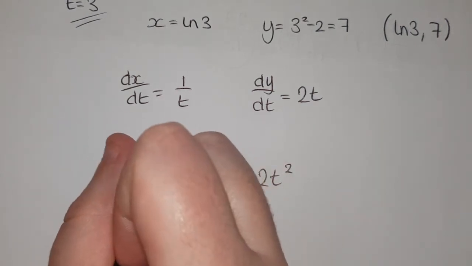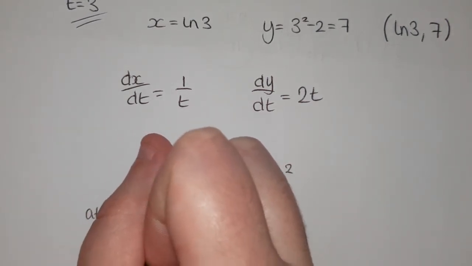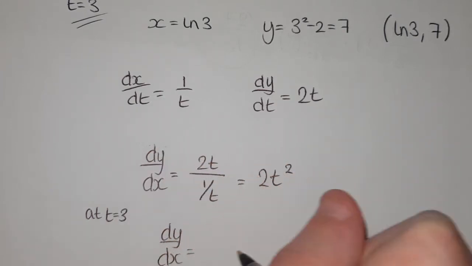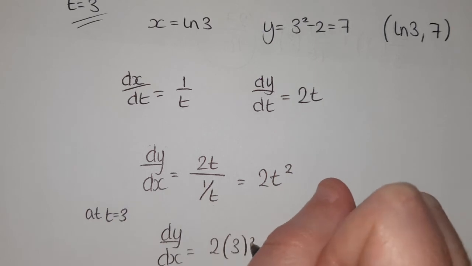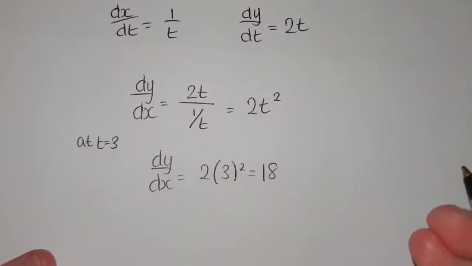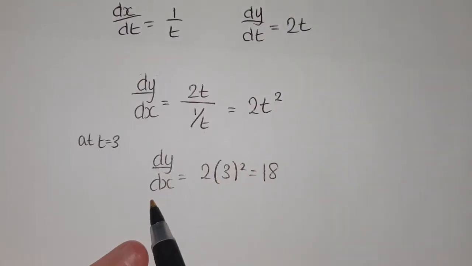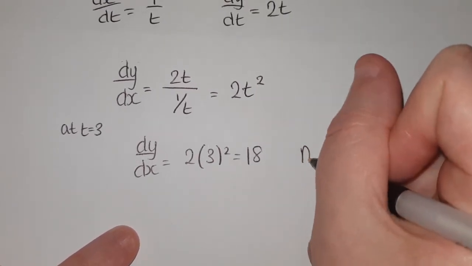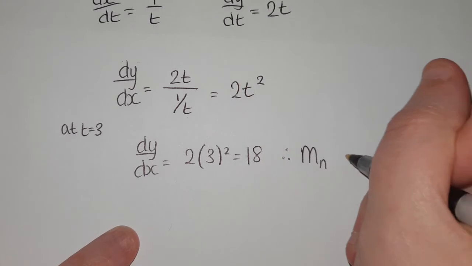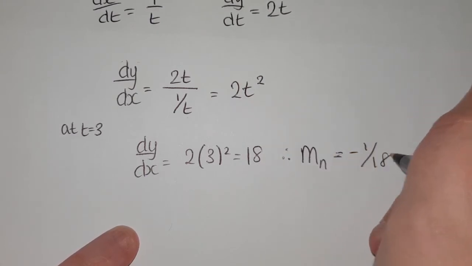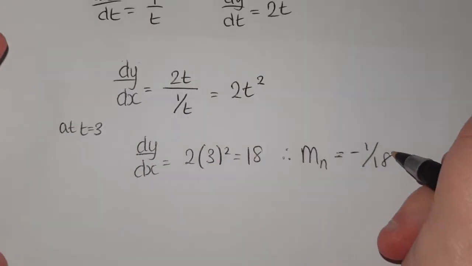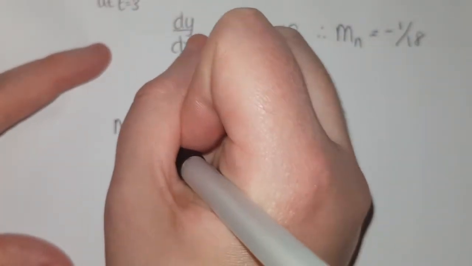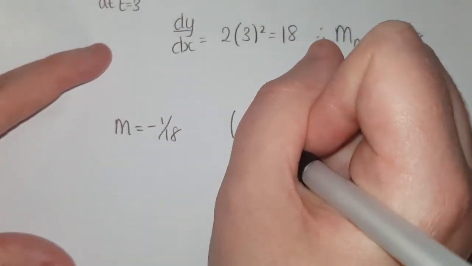We then need to find that at the point where t equals 3. So I get dy by dx is equal to 2 lots of 3 squared. I get 18. But remember, dy by dx gives you the gradient of your tangent. So the gradient of the normal is then minus 1/18. Okay, so I've got my gradient and I've got my coordinate from earlier. I'm just going to rewrite those so that they're both on the screen.